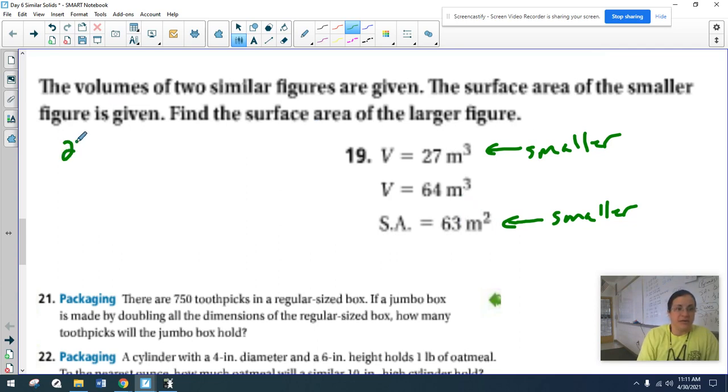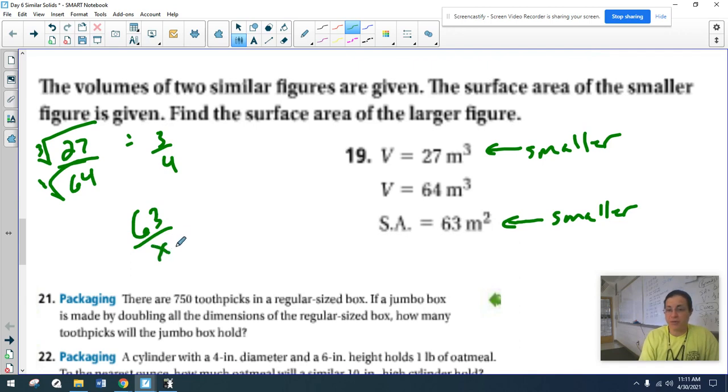So if I do 27 over 64, like we did before, that's volume, so you have to uncube it. And that's going to give you 3/4. So when we're talking surface area, like I said, I kept the smaller on top. We're looking for the surface area, the bigger one on bottom. Now, it's not going to be equal to 3/4 because we're talking surface area. So for the surface area, you have to square them. So 3 squared is 9, 4 squared is 16.